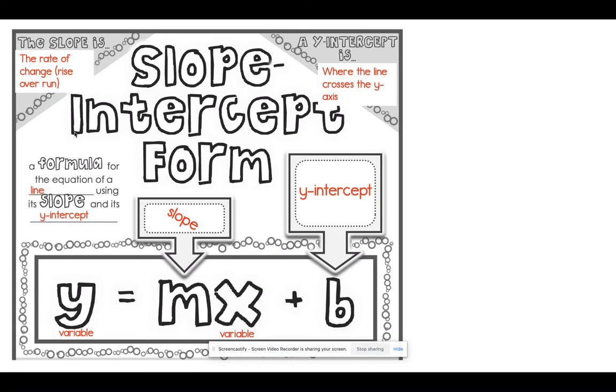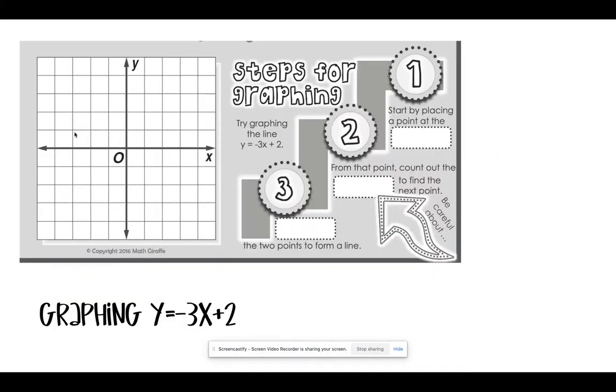So we're going to go ahead and apply this to something so it makes a little bit more sense to you guys. We've got some steps for graphing using this formula. So we've got the line y equals negative 3x plus 2. We're going to start by placing a point at the y-intercept. So in our equation, the y-intercept is going to be at the end. It's the plus 2. We're going to put that at positive 2 on the y-axis.